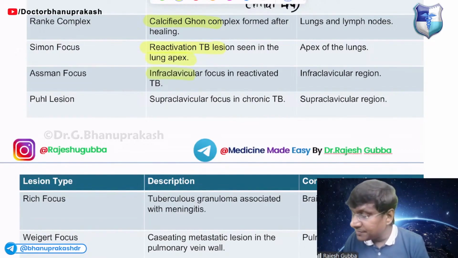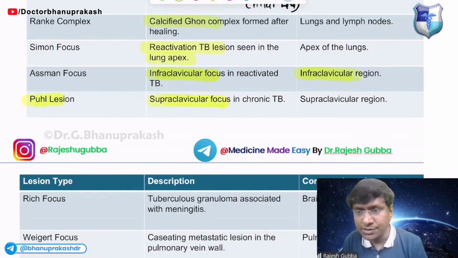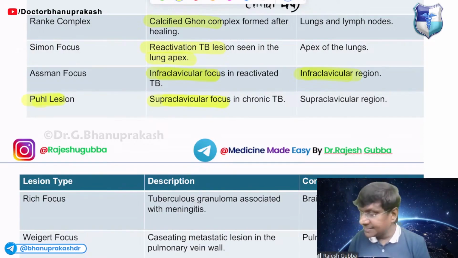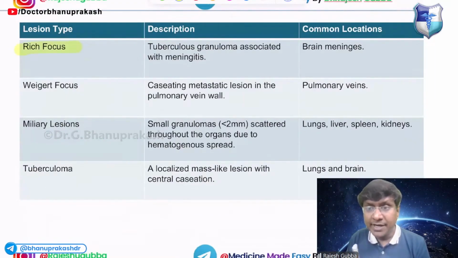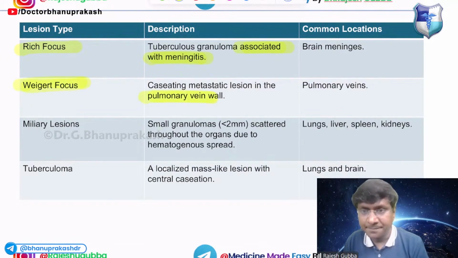Assmann focus. You have an infraclavicular focus that is being reactivated. So the region will be the infraclavicular region. Puhl lesion, that is a supraclavicular focus. And where will you have that Puhl lesion? The supraclavicular region. Next is the Rich focus, where you have tuberculous granuloma within the meninges. Okay, so that is nothing but tubercular meningitis. Weigert focus, where you have the metastatic foci within the pulmonary vein.